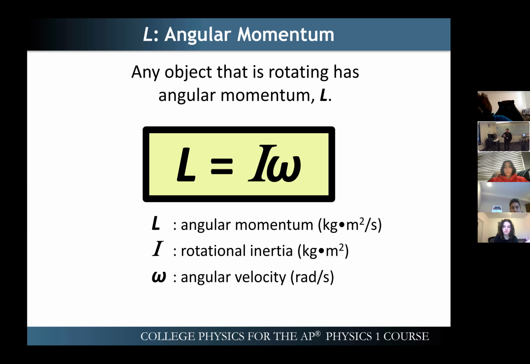So we are getting more and more familiar with these terms, but when we multiply the value of the inertia times the value of the velocity rotationally, we get a rotational momentum, or an angular momentum.